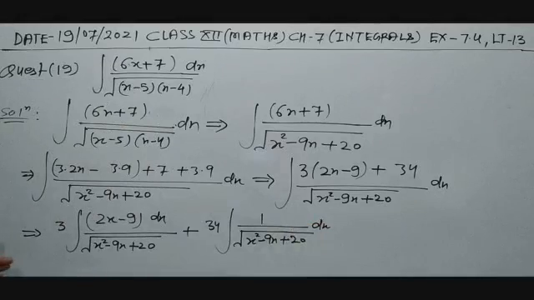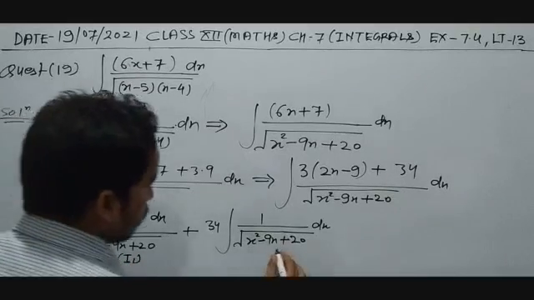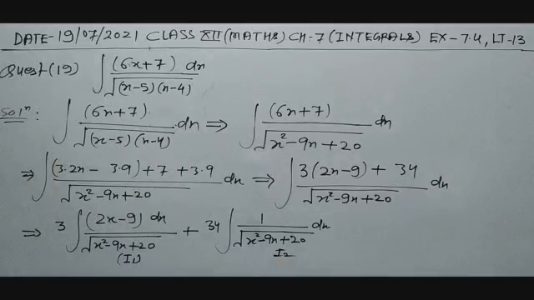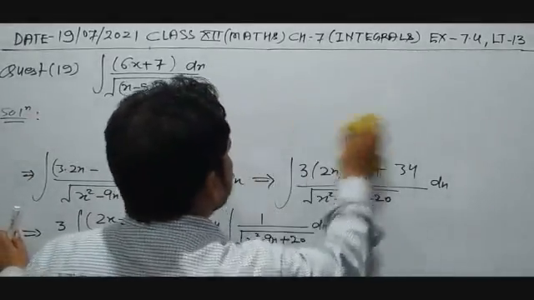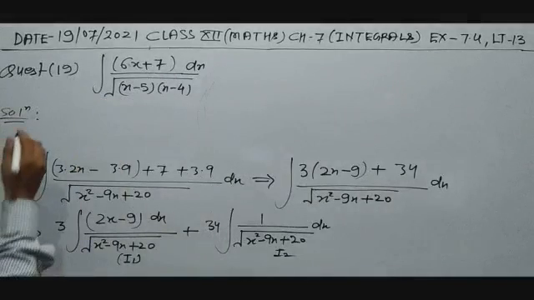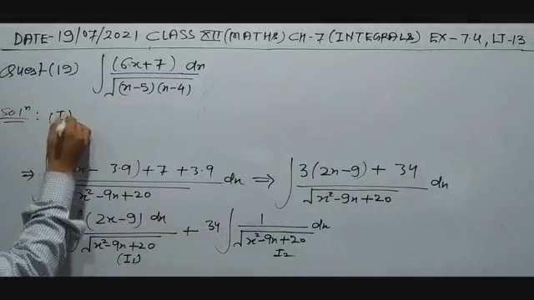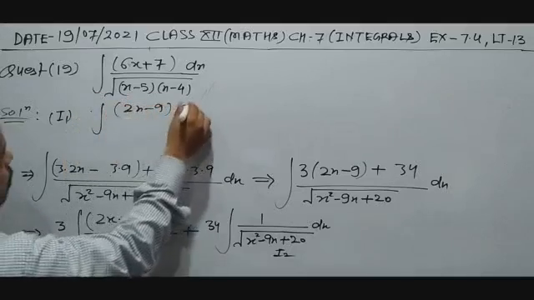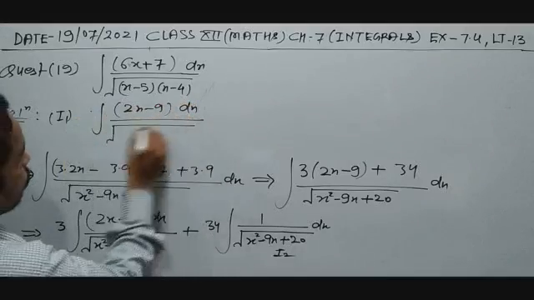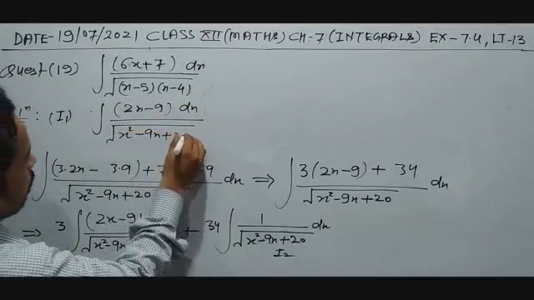Now we have reached the integral functions which I have to integrate. Suppose this is the first part, I1, and this is I2. First of all I will solve I1. For the calculation of I1, the integral of (2x − 9) dx whole upon root over x² − 9x + 20.